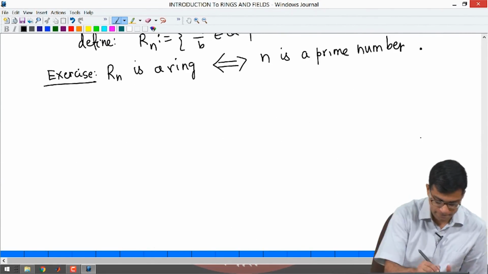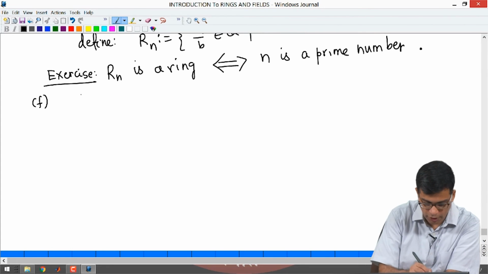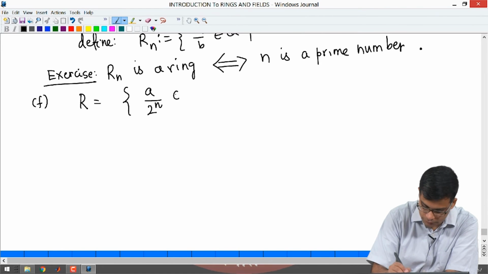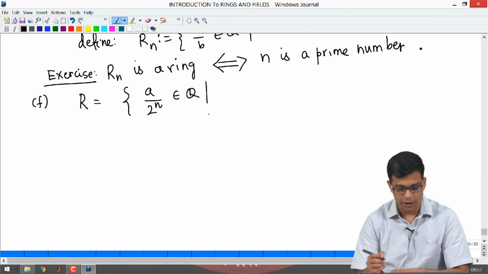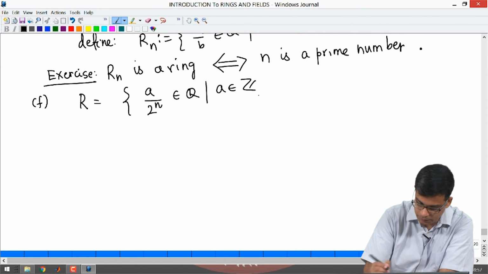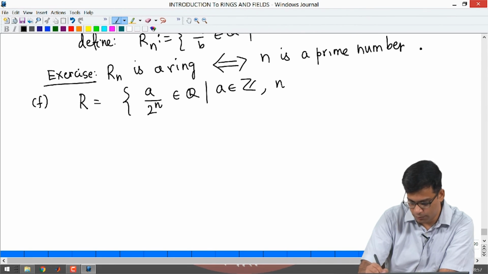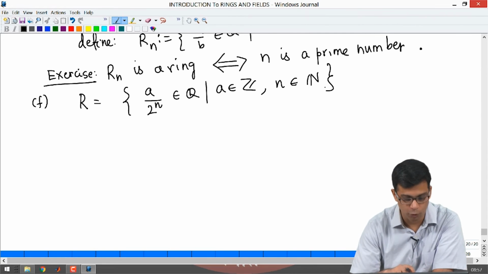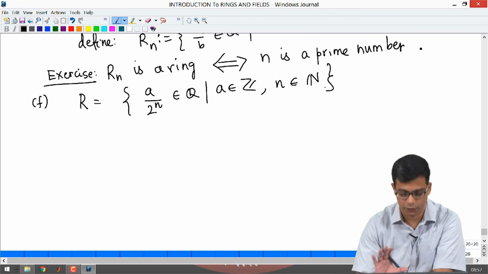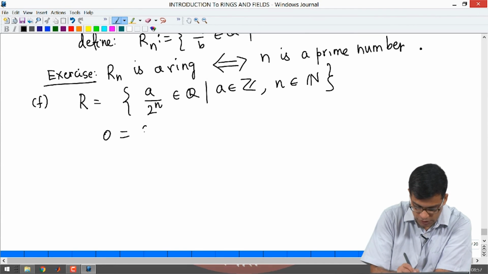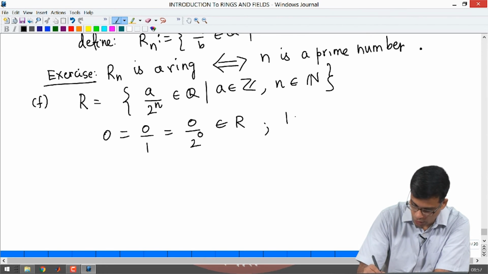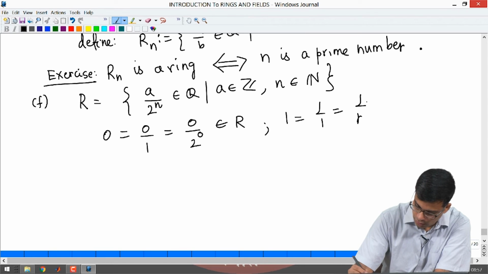So, this is F. Let us look at R now to be rational numbers of this form. So, I am taking rational numbers A by 2 power n, where A is any integer and n is a natural number. So, the denominator must be a power of 2, in other words. For example, 0, which is 0 by 1, which is 0 by 2 power 0, is in R. Similarly, 1, which is 1 by 1, which is 1 by 2 power 0, is in R.